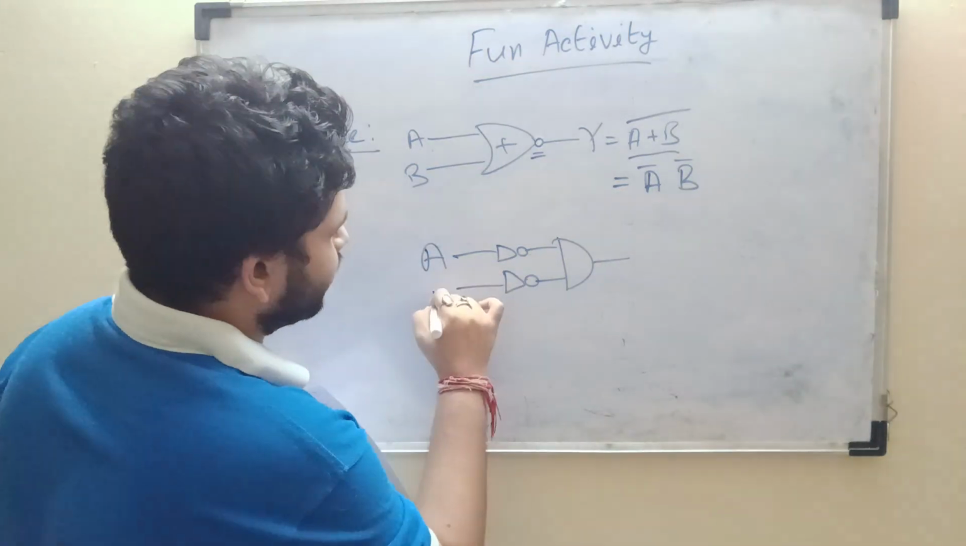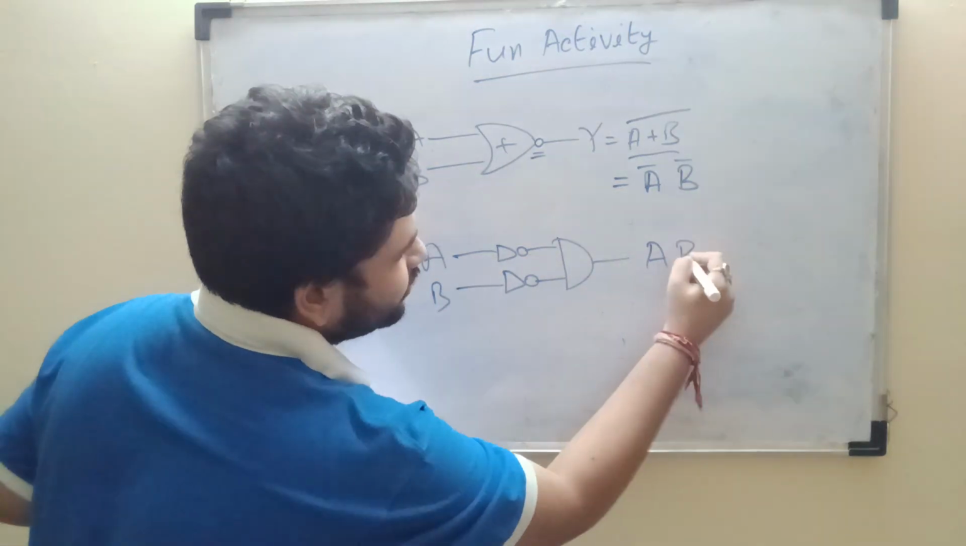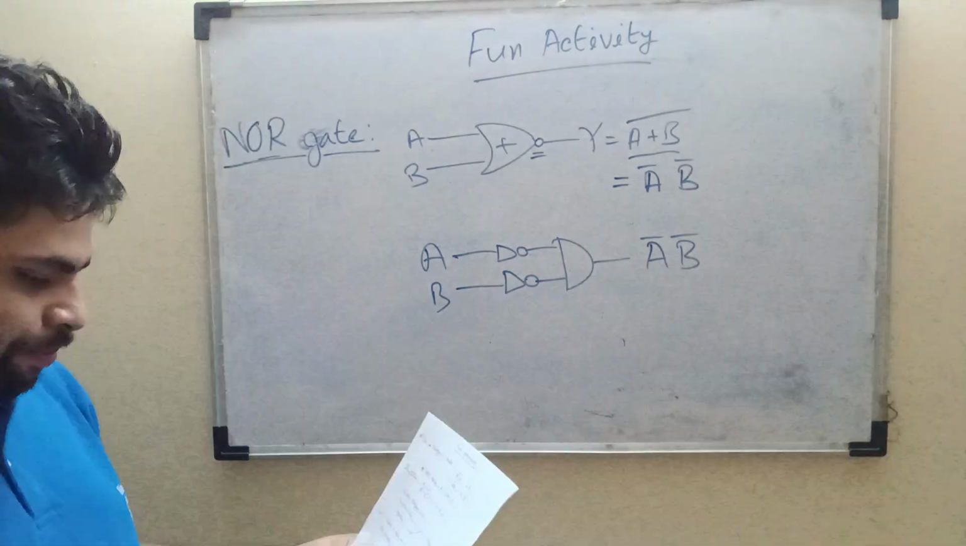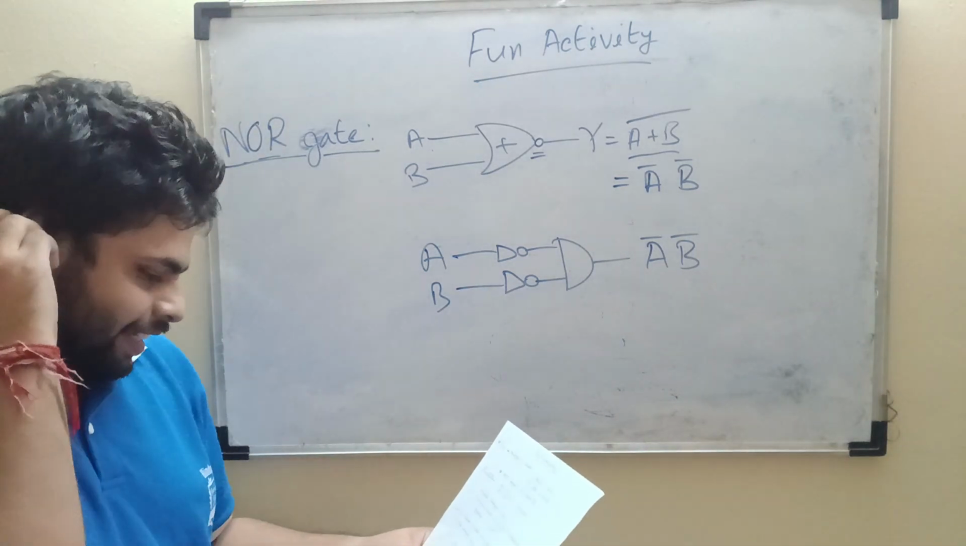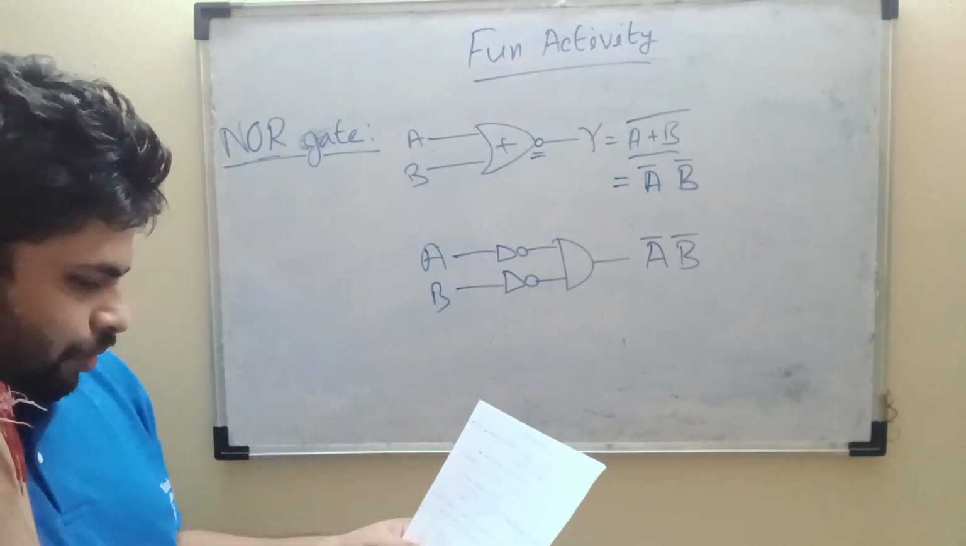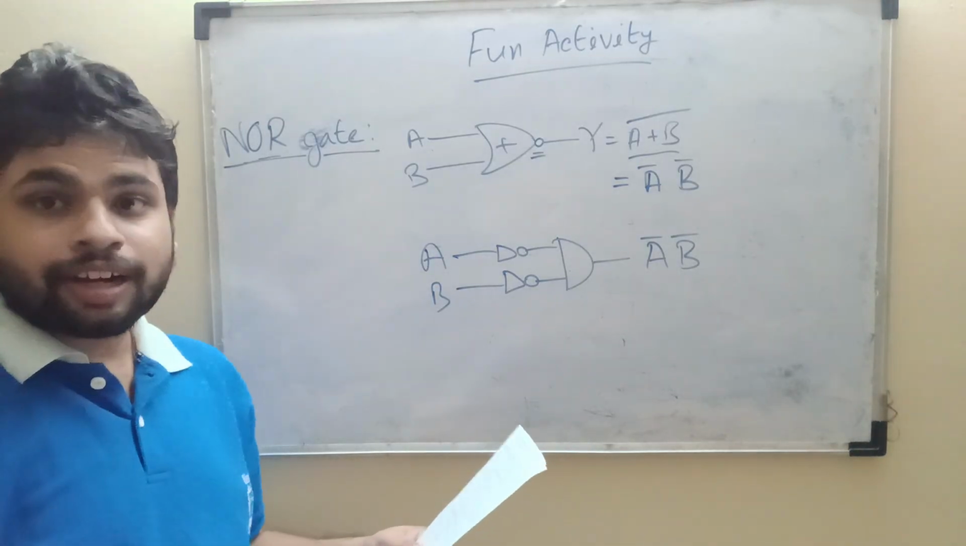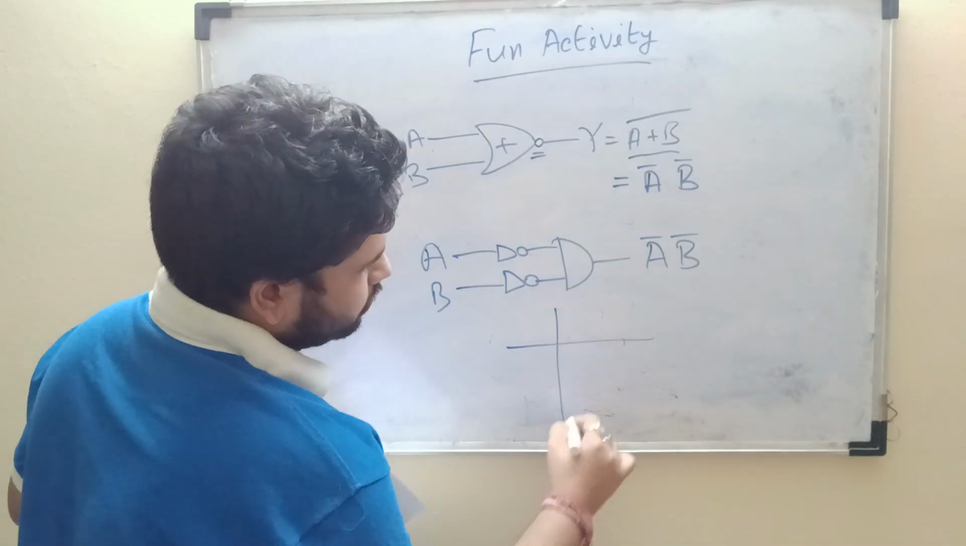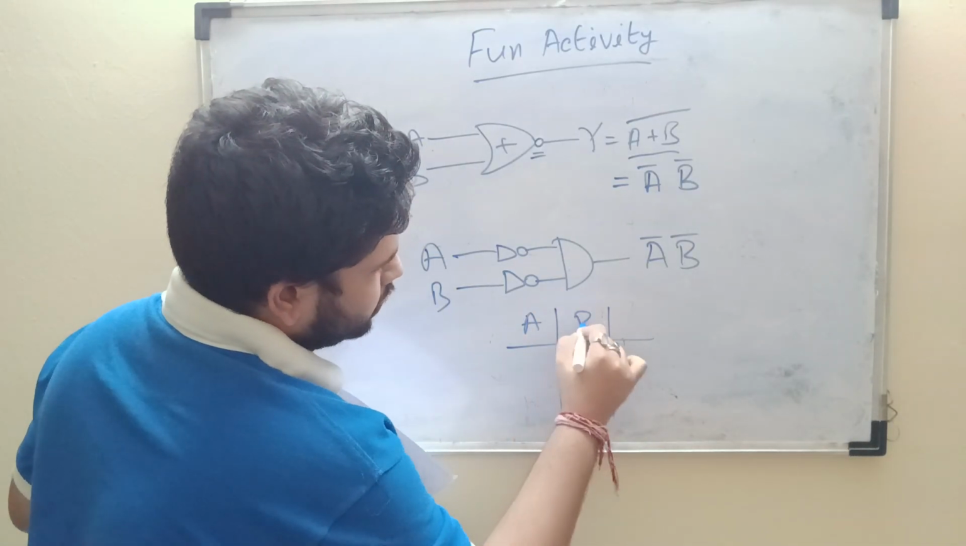Both became wicked, haha, and their product. So this type of thing can happen. So let's talk about its truth table. What will be its truth table? A, B and Y.